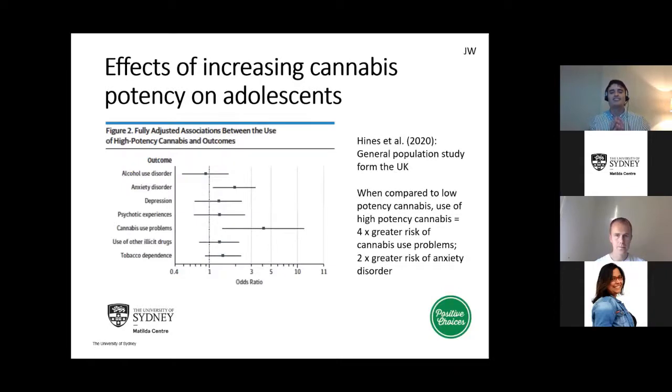One particular study shows that compared to those using low potency cannabis, use of high potency cannabis poses a 4 times greater risk of cannabis use problems and a 2 times greater risk of anxiety disorders.